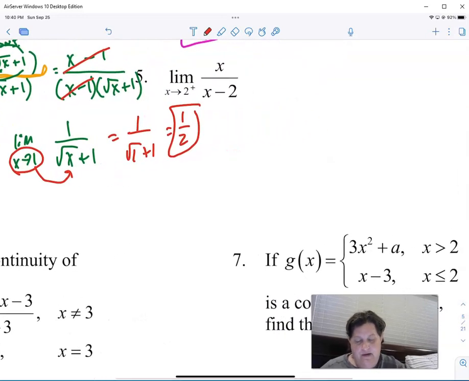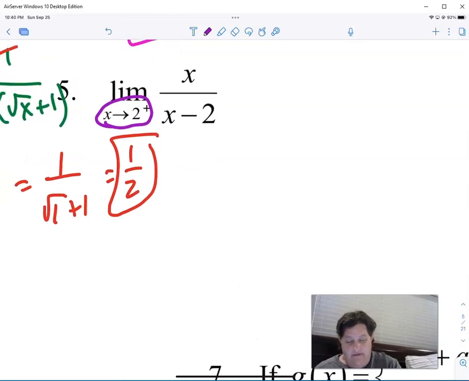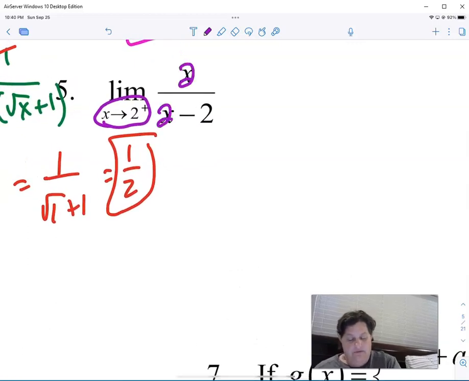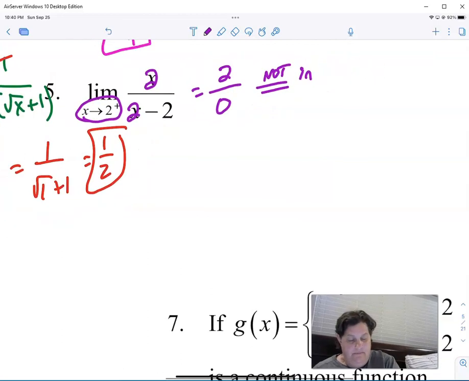Now, let's look at number 5. Always start with direct substitution. I know it says 2 from the right. Don't worry about that for a minute. Let's just plug in 2. You guys see this is 2 over 0? This is actually not indeterminate. This actually is undefined.